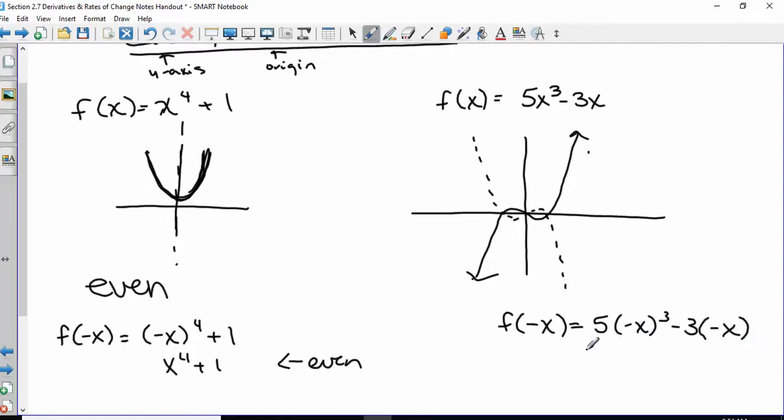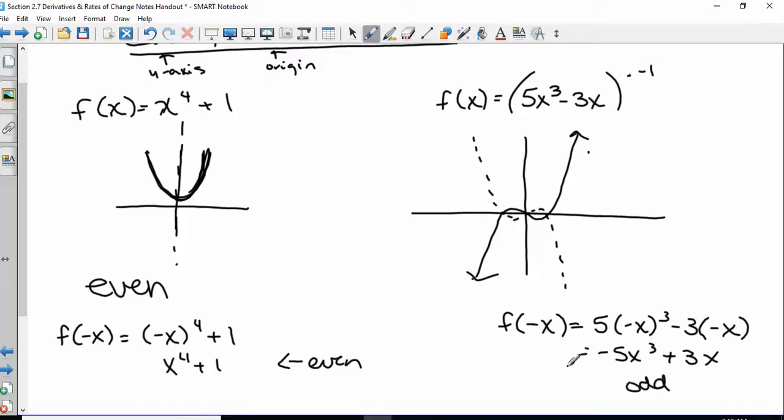Okay, so a negative cubed, would that be positive or negative? Negative. So we would get a negative 5x cubed. Negative 3 times negative x is positive 3x. Is that what I started with? No, so it's not even. Is that what I started with times negative 1? Yes, so that's what means it's odd.